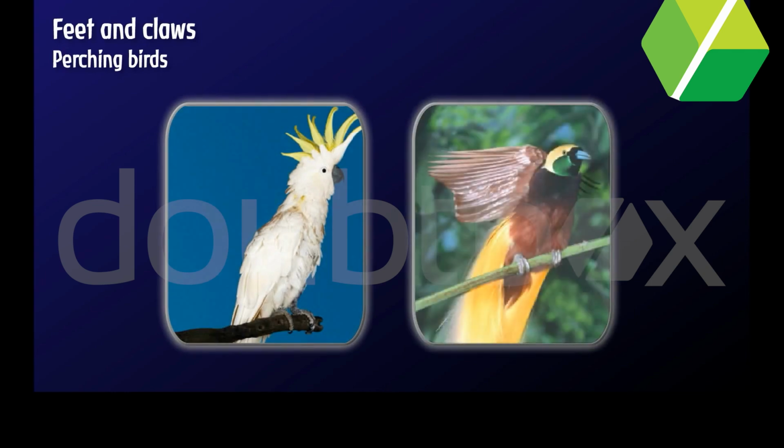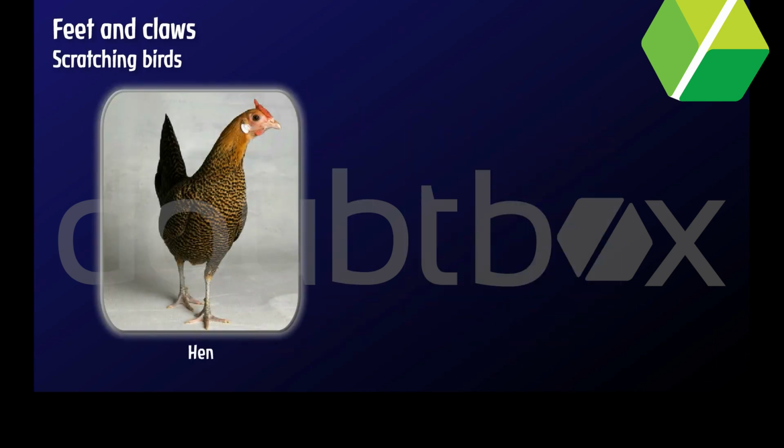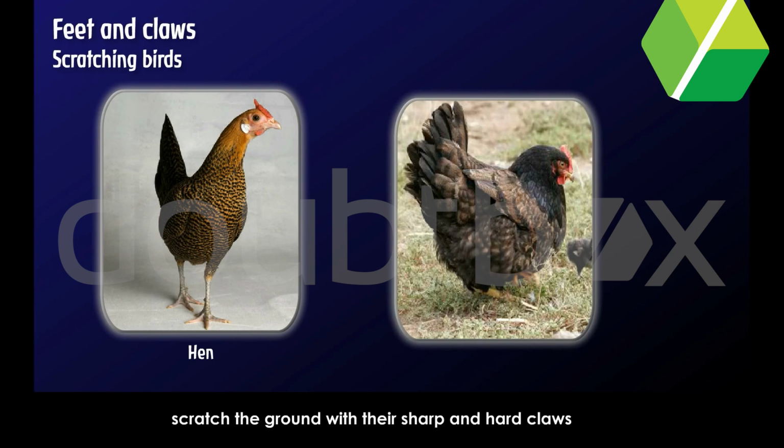Perching birds. The feet of perching birds have 3 toes in the front and 1 toe at the back, which help them to hold on to the branch. Scratching birds. To take out seeds and insects buried in the soil, the scratching birds, like hens, scratch the ground with their sharp and hard claws with 3 toes in front and 1 at the back.